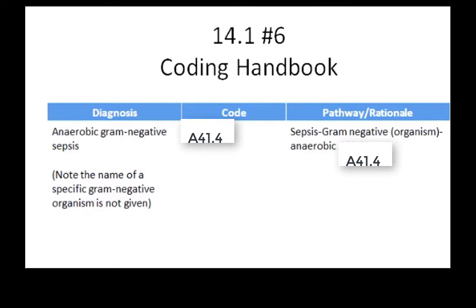The code we're going to look for, our main term is sepsis, then gram-negative, then organism. Sepsis, gram-negative, and then anaerobic. Organism is like a non-essential modifier for the gram-negative term in this case. So let's go to our alphabetical index.